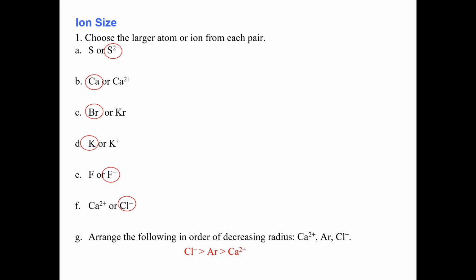And F has the same reasoning as part C. Those are 2 isoelectronic species. With G, all 3 of these are isoelectronic. They have the same number of electrons. So we're going to use the same trend. The larger species is going to be the one that's most negative. The smallest species is the one that's going to be most positive. So that's why we have the order Cl-, Ar, and then Ca2+.